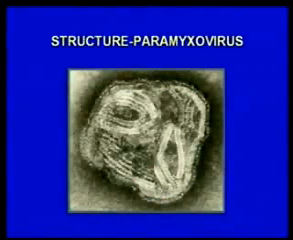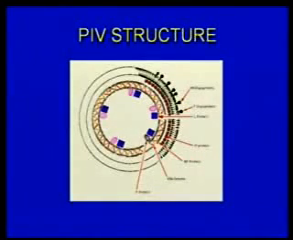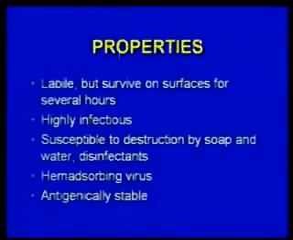Again, a larger picture in detail to show you what we were just talking about. I'm going to go over the M protein, which we mentioned is located inside the envelope. It's important for assembly, and the core contains the nucleoprotein, phosphoprotein, and large protein. Again, a schematic of the same thing.